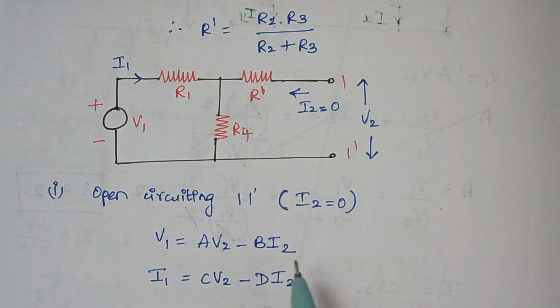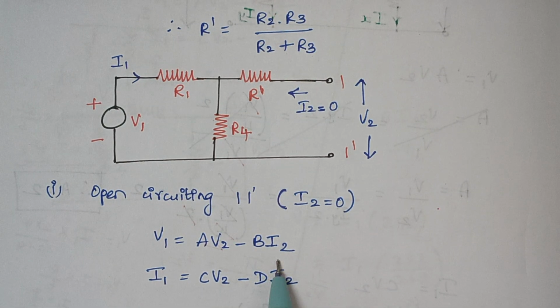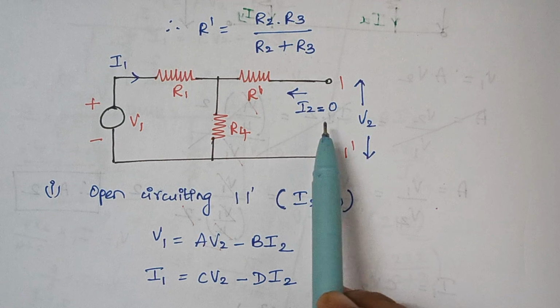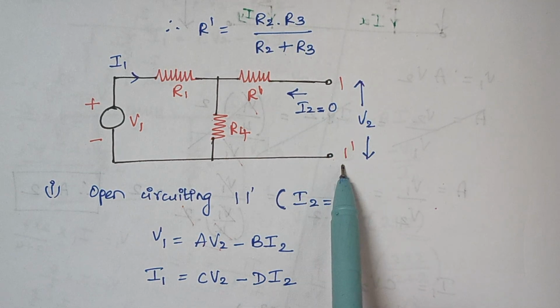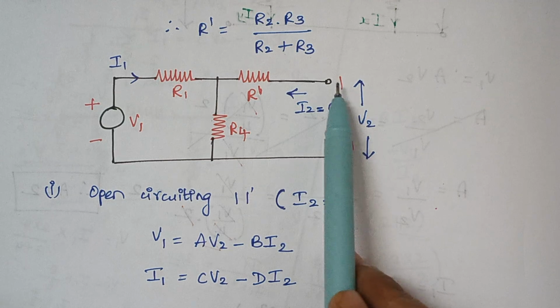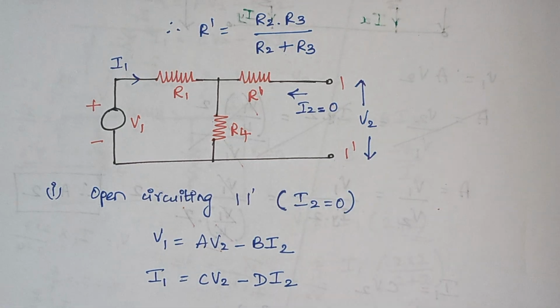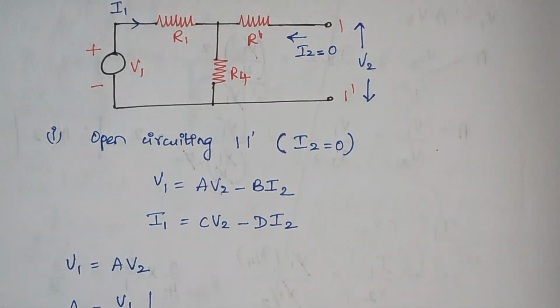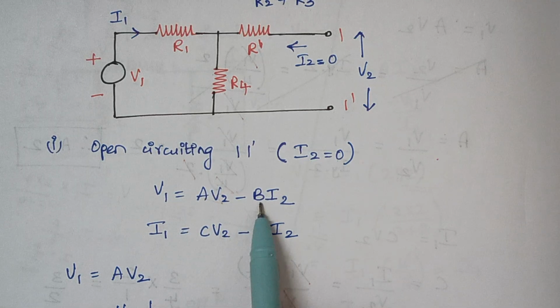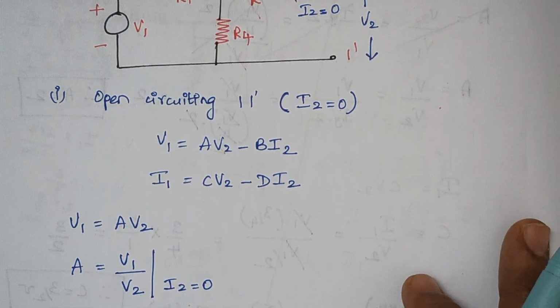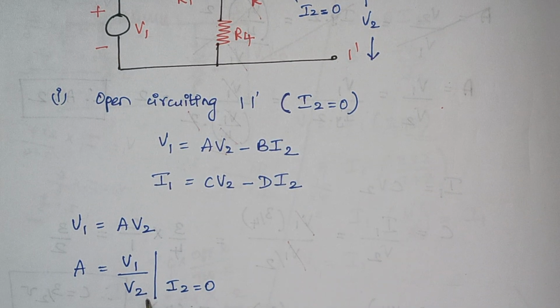How to make the value of I2 as 0? Just by open circuiting. When you open circuit this terminal, this terminal is nothing but 1 dash. This is given in the problem. When you open circuit this terminal, obviously the value of current will be 0. Now when I2 is made 0, how does our first equation get modified? It gets modified as V1 equal to A V2. Therefore, the value of A is V1 by V2.